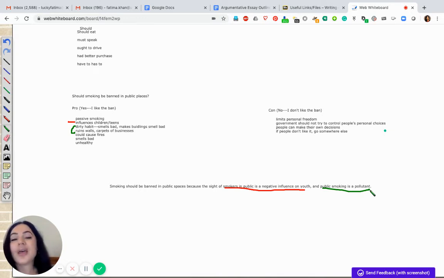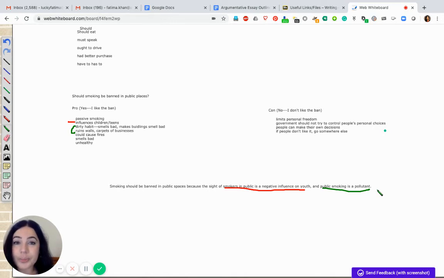Notice the thesis statement for the argument essay is easier than the other types of thesis statements we've learned because you only need 2 reasons. You don't need to write the counter argument in your thesis. You only need to write the 2 main reasons that are going to appear in body paragraph 1 and body paragraph 2. So this is a complete thesis statement for an argument essay.